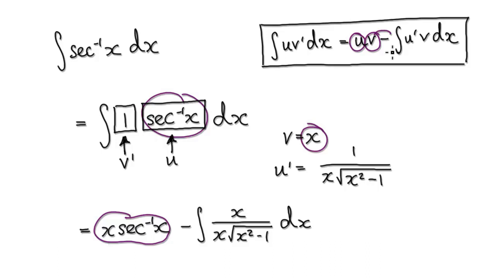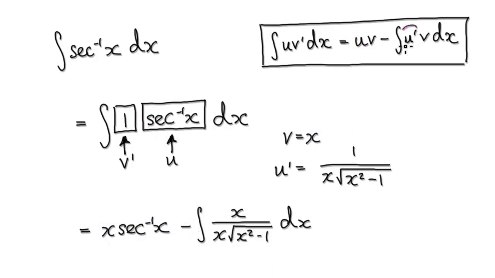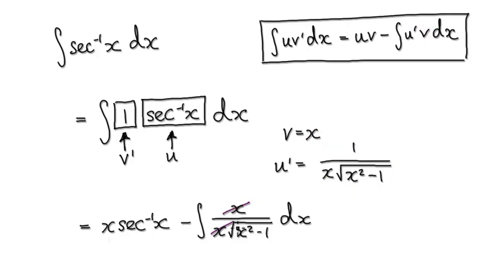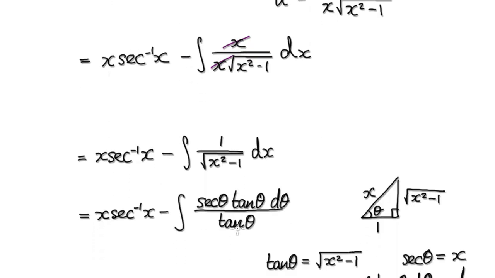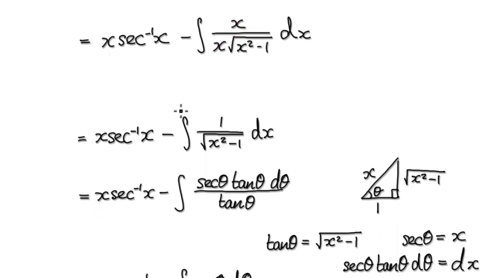And then you've got your minus, and then it's saying get u prime times v. So that will then give us this. So now tidy this up. That will then become this.